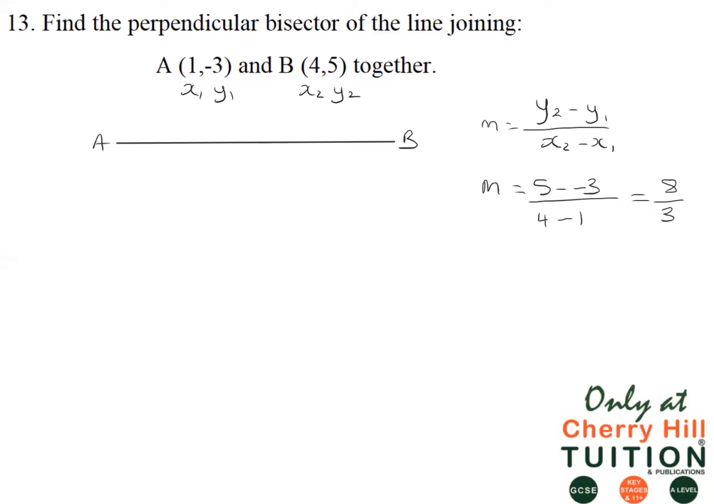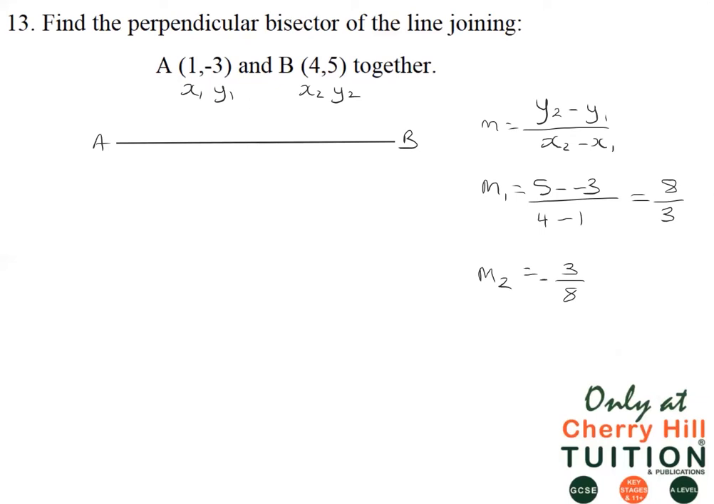Now we can straight away work out the gradient of the perpendicular bisector. We can do this by flipping the fraction. So let's say this is M1. M2 is the perpendicular bisector gradient. We flip the fraction and change the sign. So the gradient is minus 3 over 8. And remember, to check if we're right, both gradients need to multiply together to give us minus 1. So we get minus 24 as our numerator and 24 as our denominator, which gives us minus 1. So we know we are right. Okay, so the gradient of our perpendicular bisector is minus 3 over 8.